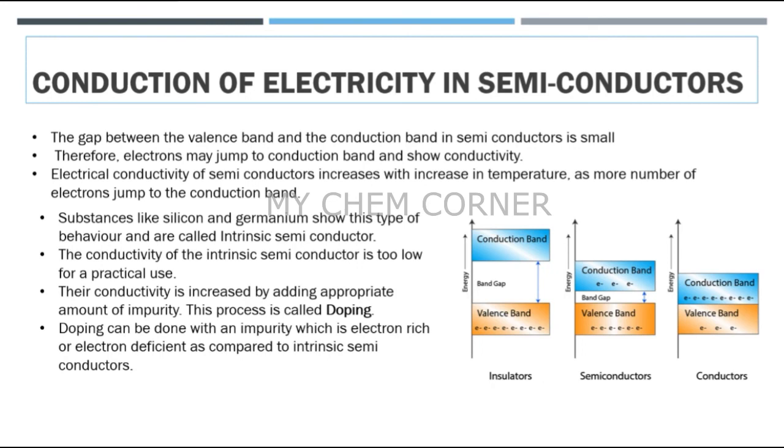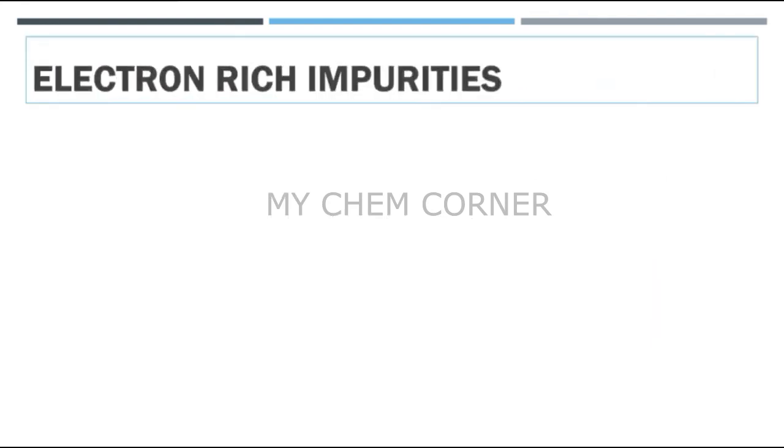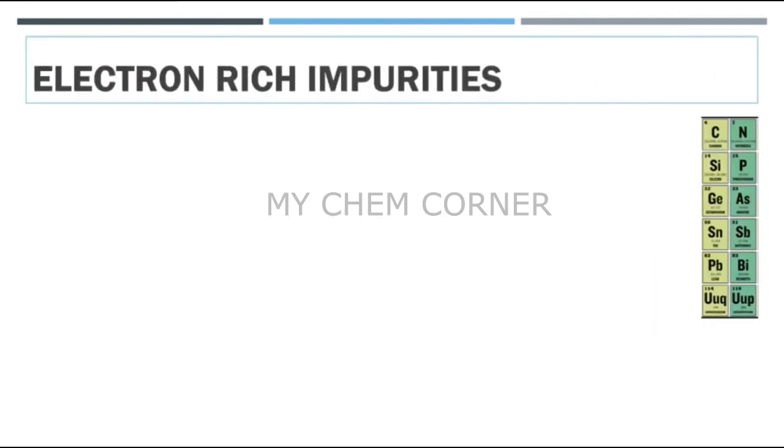Alright, so this was just the introduction to a semiconductor. Now what we are going to do is learn how a group 13 element is going to help in doping, or how a group 15 element is going to help in doping, and what they are called. Alright, so here we are going to use an electron-rich impurity, which means I am going to use the carbon family, which is group 14, acting as a semiconductor. My impurity that I'm going to add is from the nitrogen family, which is group 15.